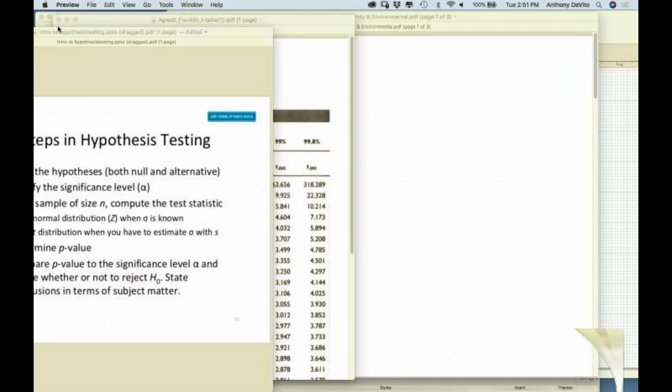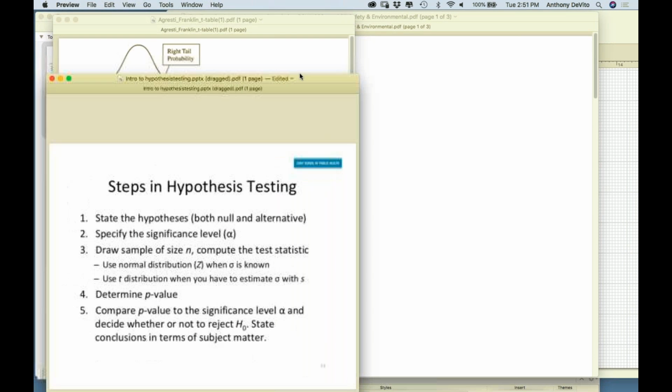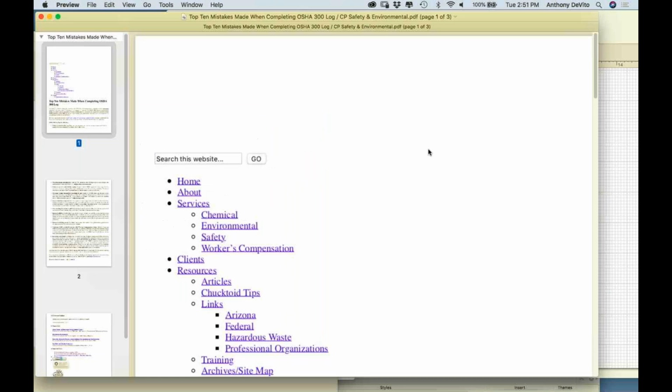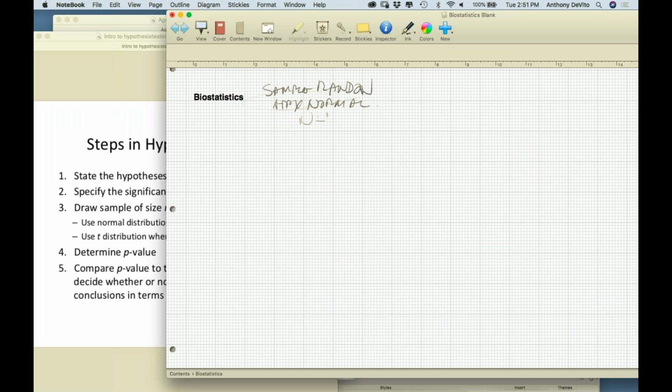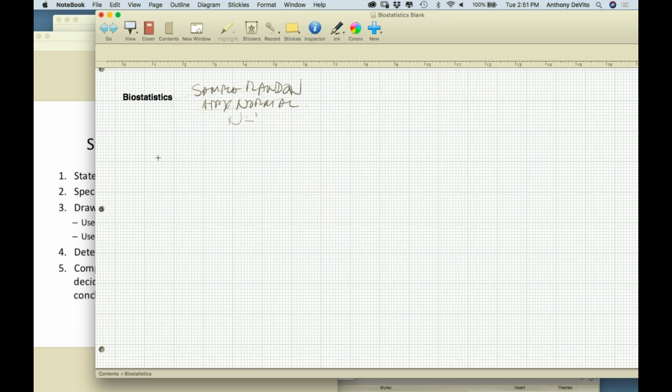Let me minimize this. Okay, so our first task is to state the null and alternative hypothesis. I'm going to give you an example, and it's going to be a single sample t-test in this case. I'm going to tell you that the average blood pressure for Great Danes, dogs, Great Danes. I have no idea what dogs' blood pressures are. Average blood pressure for all Great Danes is equal to 100.